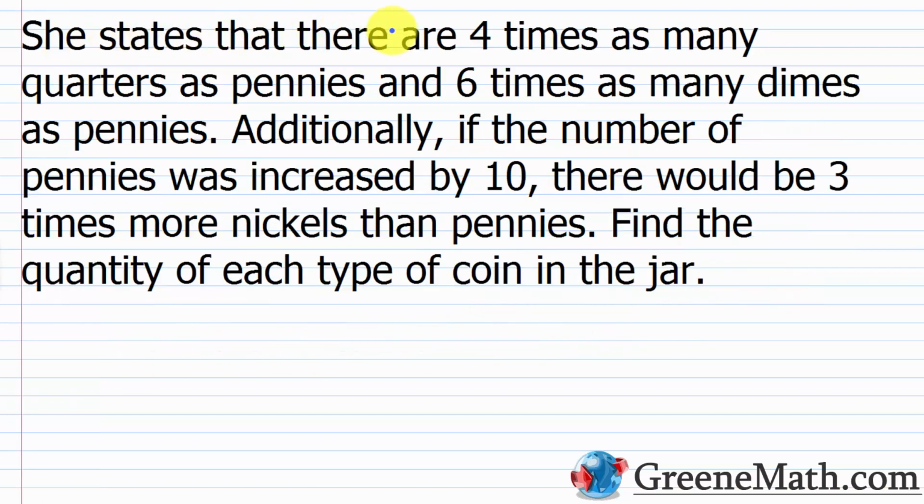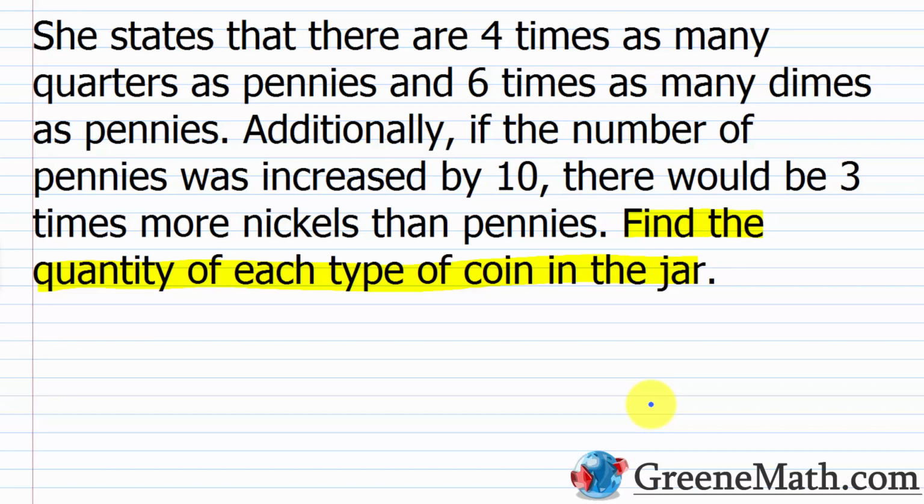Now, she states that there are 4 times as many quarters as pennies and 6 times as many dimes as pennies. Additionally, if the number of pennies was increased by 10, there would be 3 times more nickels than pennies. Find the quantity of each type of coin in the jar. So this one is tedious because you have 4 coins involved: pennies, nickels, dimes, and quarters. So that's the unknown here. Again, we're trying to find the quantity of each type of coin in the jar. So how many pennies, how many nickels, how many dimes, how many quarters.